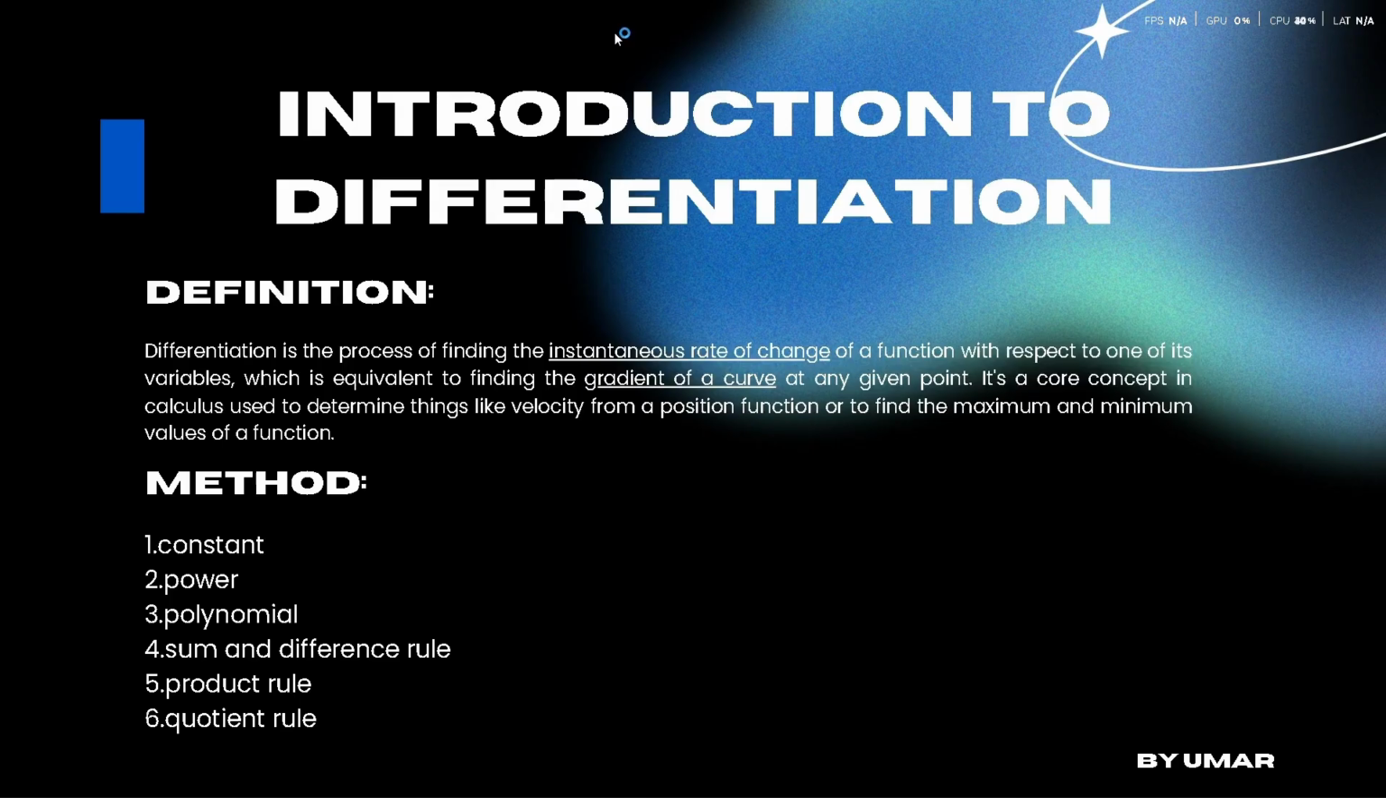The definition of differentiation is the process of finding the instantaneous rate of change of a function with respect to one of its variables, which is equivalent to finding the gradient of a curve at any given point. It's a core concept in calculus used to determine things like velocity from a position function or to find the maximum and minimum values of a function.